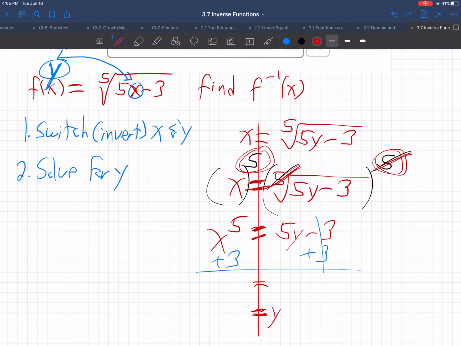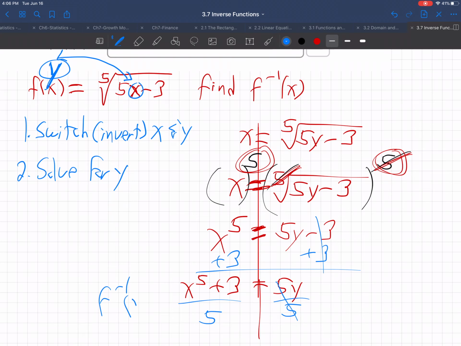So this will give us 5y is x to the fifth plus 3. Get rid of that. We're almost there. So last step to get y completely alone is to divide by 5. And boom, there it is. That's y alone. So that is our answer. This is the inverse function.